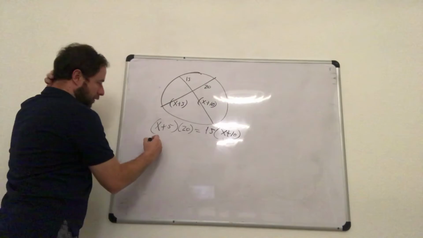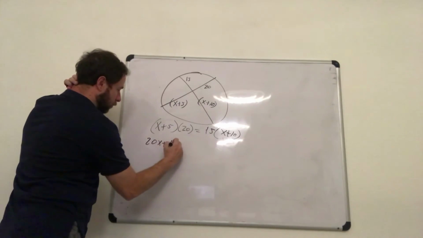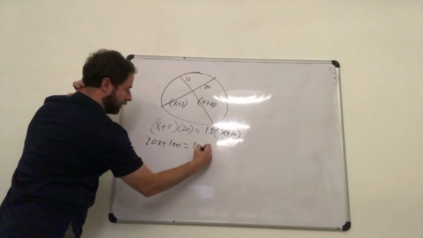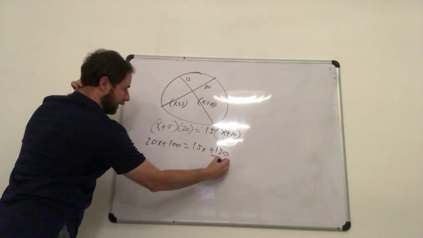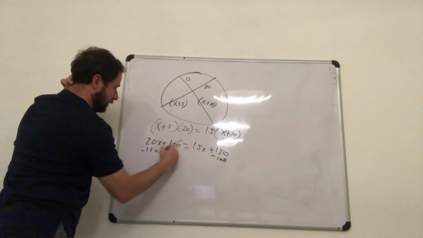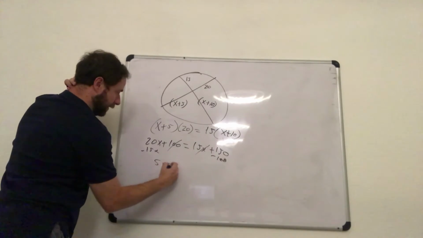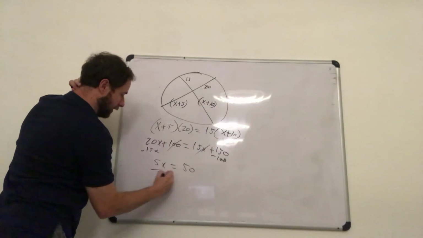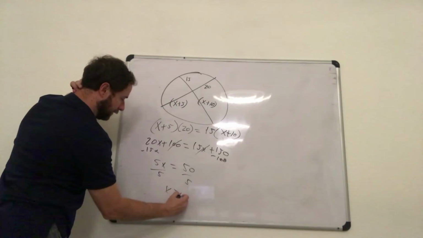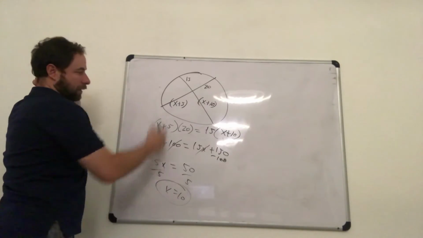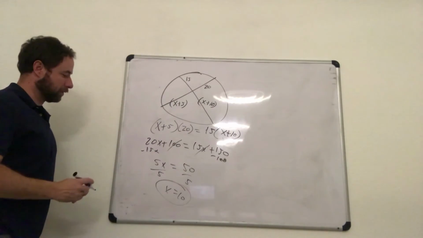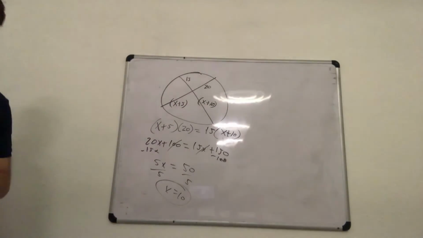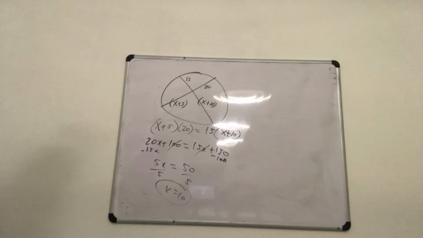So you're going to distribute: 20x + 100 equals 15x + 150. Bring 100 to this side, bring 15x to this side. You're going to get 5x equals 50, divide by 5, divide by 5, x equals 10. Not too tough. You just got to know how to start with this one right here, and then it's just a simple solving for x problem.